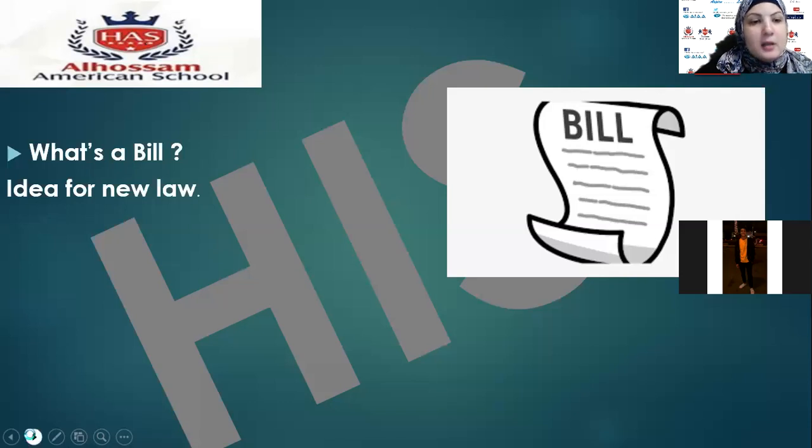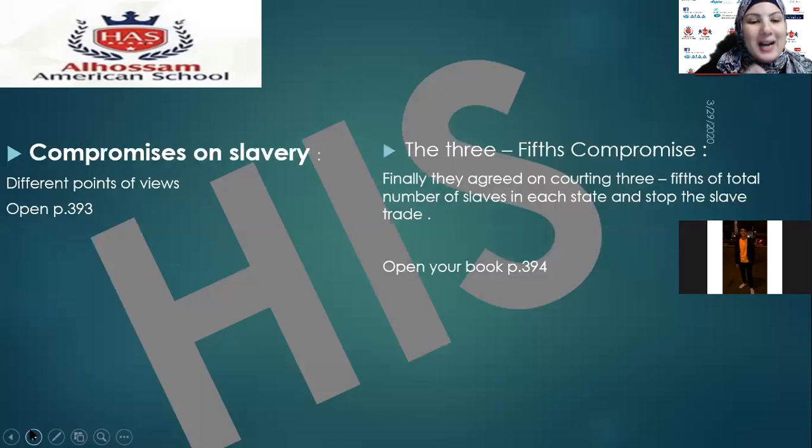Okay, let's move to another important term, which is the compromise on slavery. Open your books, page 393, and let's see what's going on through it.